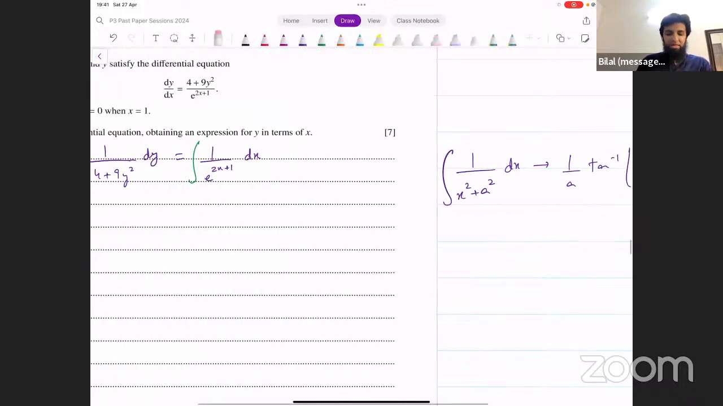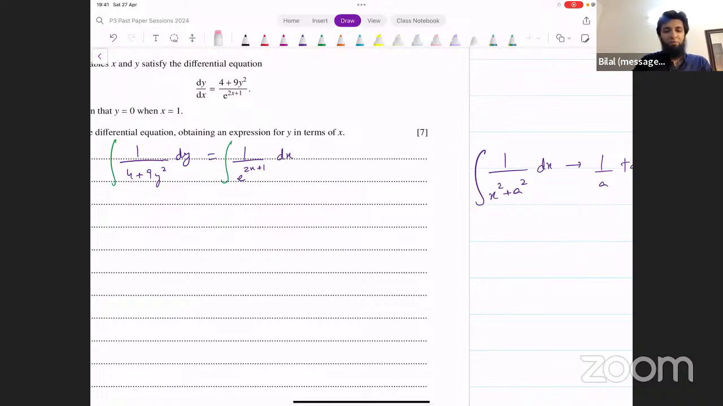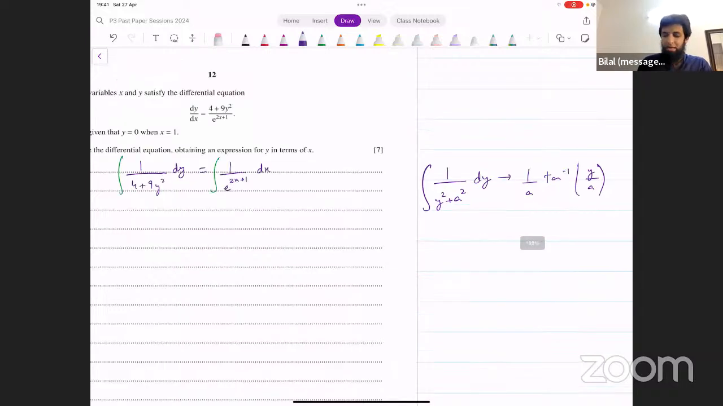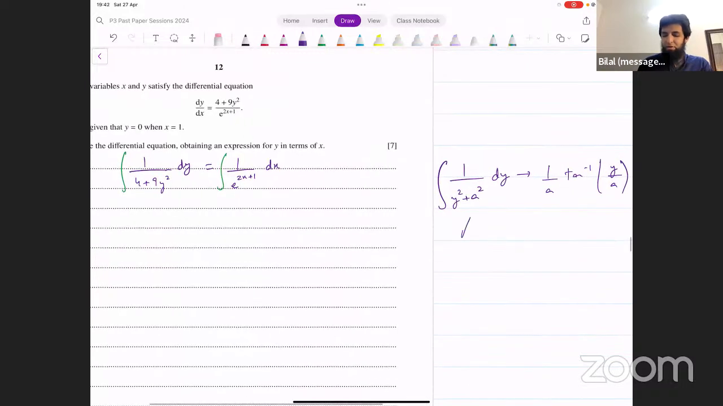Now, in this case, instead of x, we've got y. That does not make any difference. We can just put y here. So we can say integration of 1 over y squared plus a squared with respect to y will be 1 over a into tan inverse of y over a. All right. Now the problem is we need to convert it to this form.